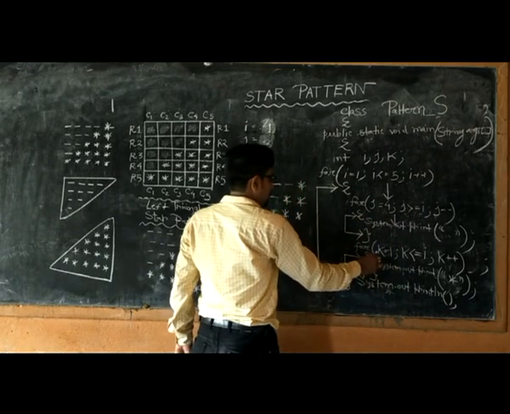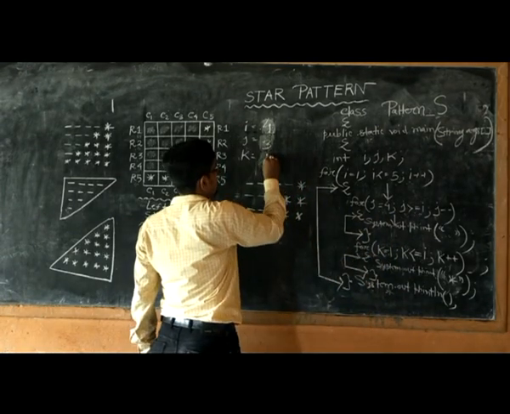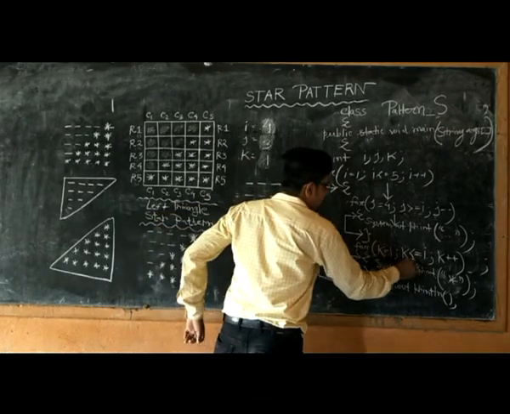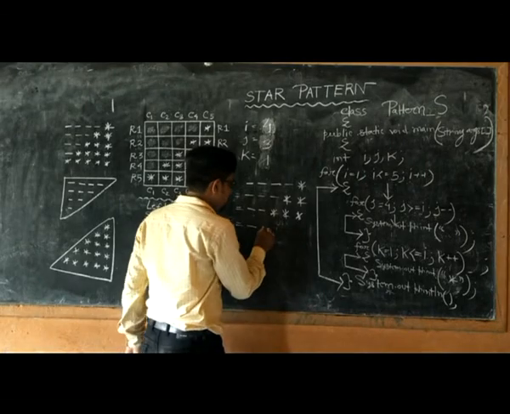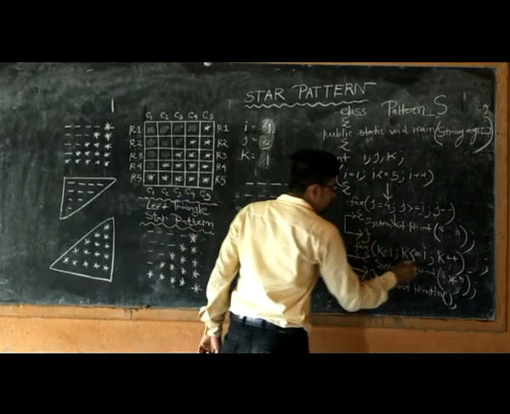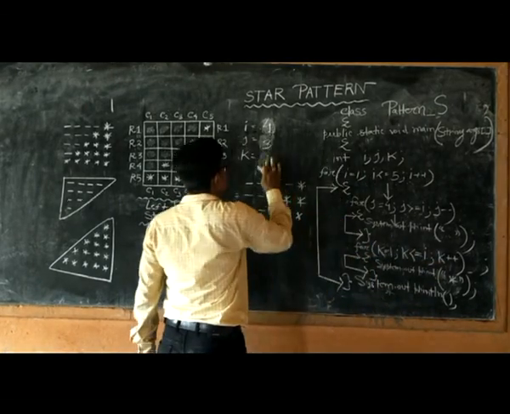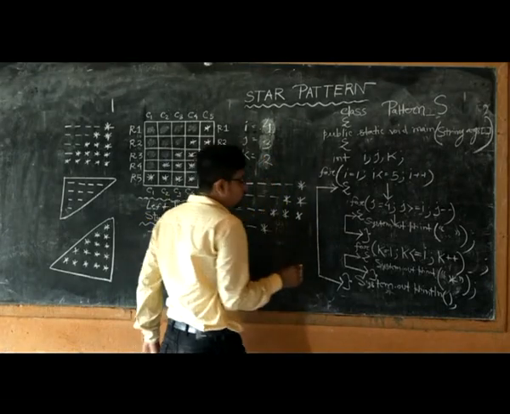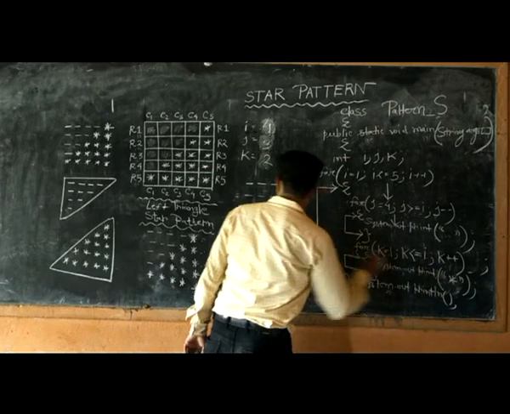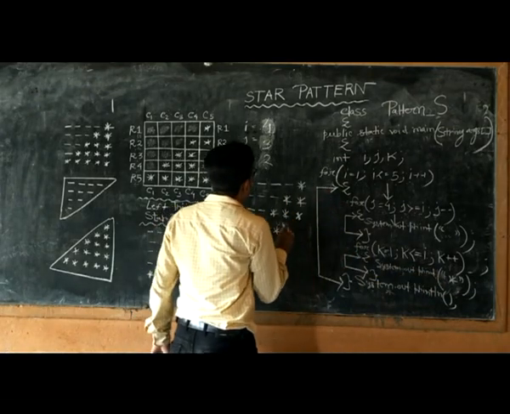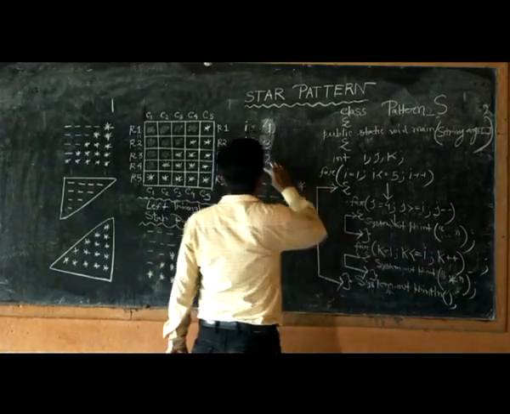Now k value again starts from 1. 1 less than equal to 4. I value is 4. Condition true. Print one star. Then k plus plus. K is becoming 2. 2 less than equal to 4. Condition true. Print one star. Now k plus plus. Now k value is 3.